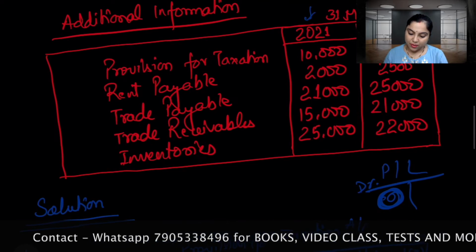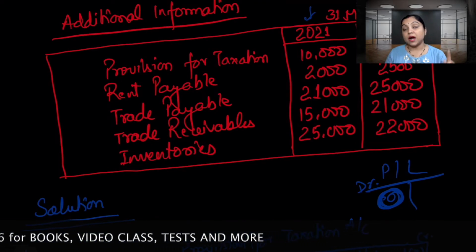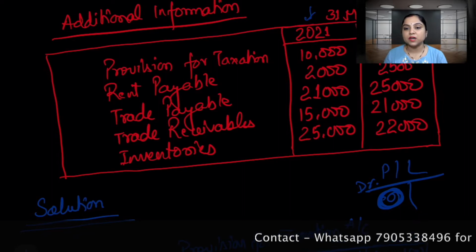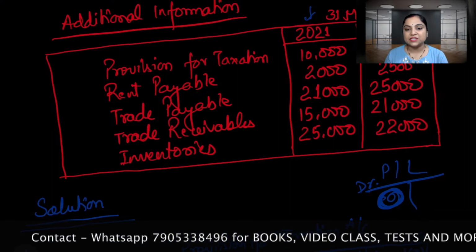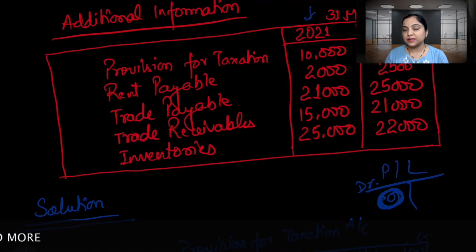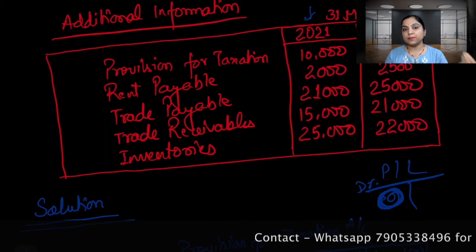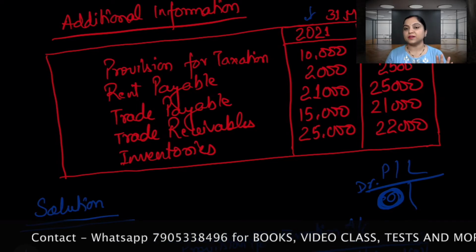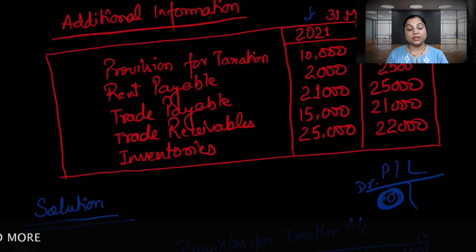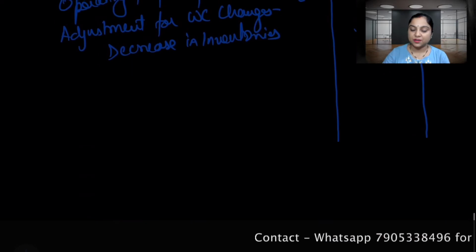Okay, the next item is trade receivable. Last year you had trade debtors of rupees 15,000, but this year you have given a lot more, 21,000. You increased your trade debtors, so you increased your current assets. That means you gave a lot of credit and the trade debtors didn't pay yet. Your amount is still due. So your trade receivable has increased from 15,000 to 21,000. That means there is a 6,000 increase in trade receivable.